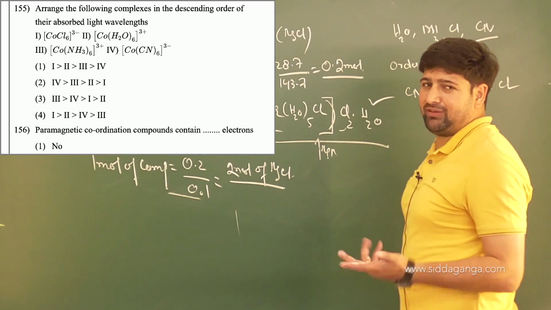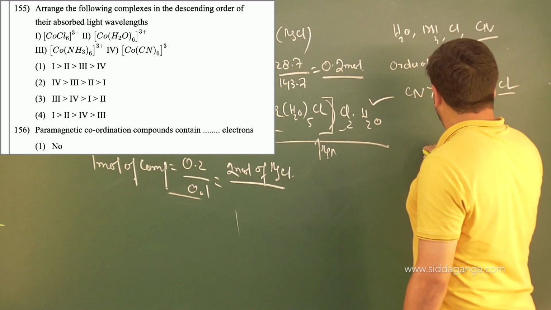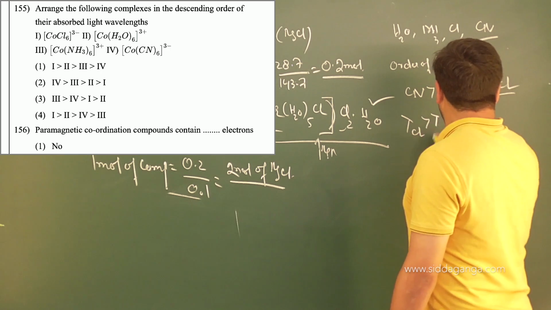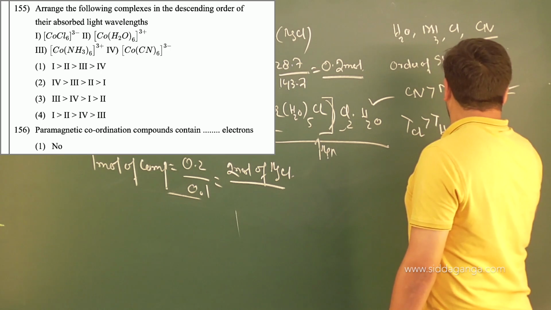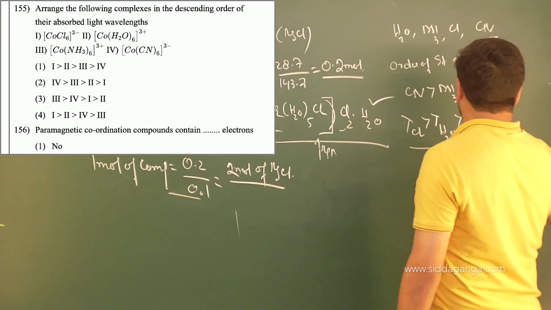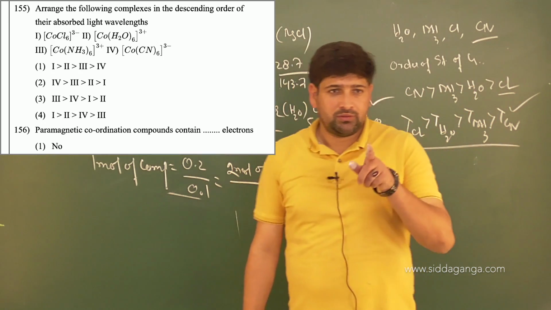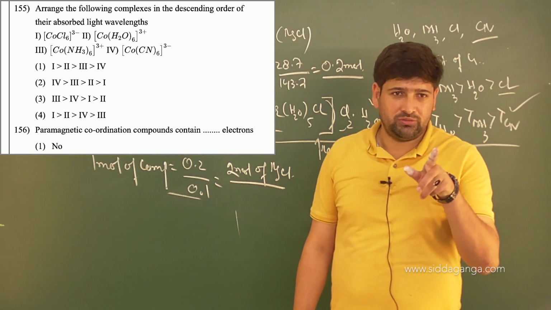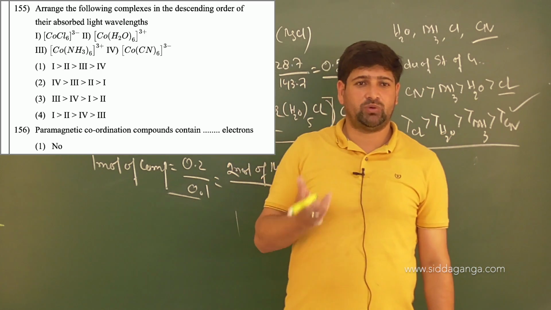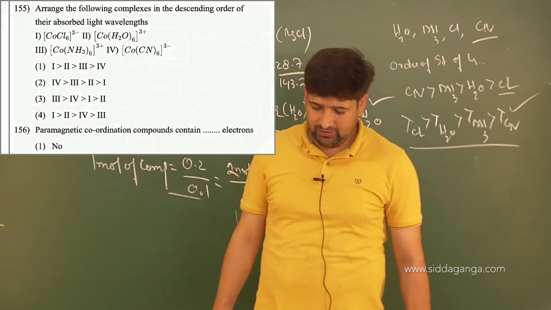So what will be the order of wavelengths absorbed? The weak ligand will absorb the most wavelength, and the strongest will absorb the least wavelength. So the wavelength absorbed in chlorine will be more than in water, more than in ammonia, more than in CN. This will be the order: Cl, water, ammonia, CN. Have a look at the options: 1, 2, 3, 4. The first option is correct because they have mentioned Cl complex has 1, H2O complex has 2, ammonia has 3, CN has 4. So the correct option will be the first option.